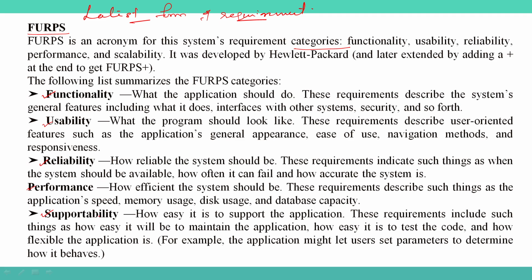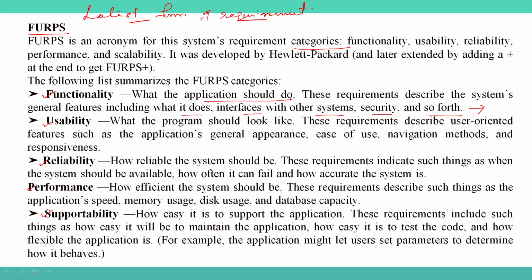So one is functionality: what the application should do. You have to find out what the application should do. It describes the system's general features, including what it does, its interfaces with other systems, what the security is, etc. So what you want functionally should be defined in the functionality category.